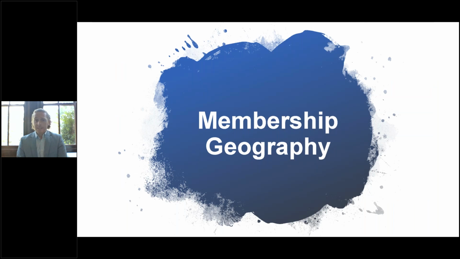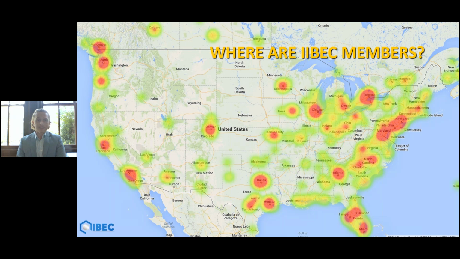So from a chapter perspective, it's important to know where your members are located. Chapters have different geographic boundaries, but regardless of whether you are a statewide chapter, a region-wide chapter, or a major metropolitan chapter, it's good to know where your members are located. So here is a heat map showing where IIBEC members are located. Traditionally, the East Coast of the United States in North America have been our largest areas for IIBEC members and most concentrated. This heat map shows the concentration of IIBEC members.